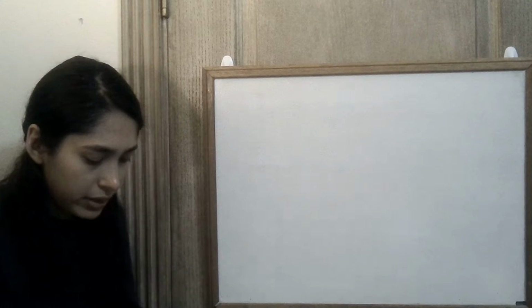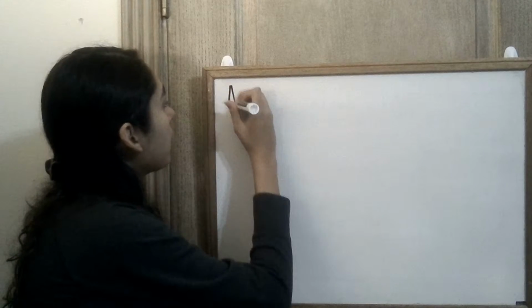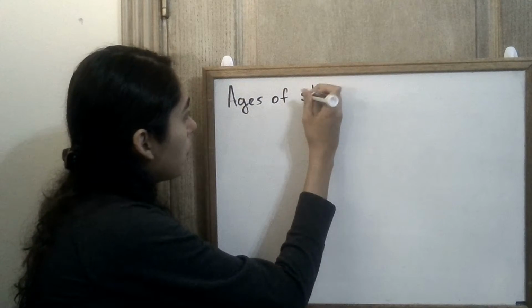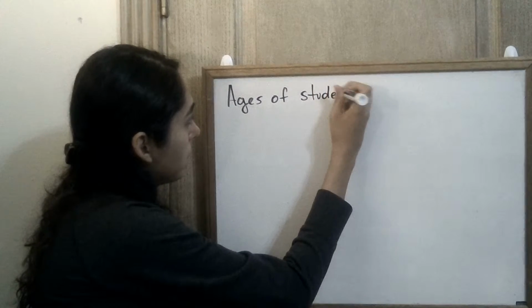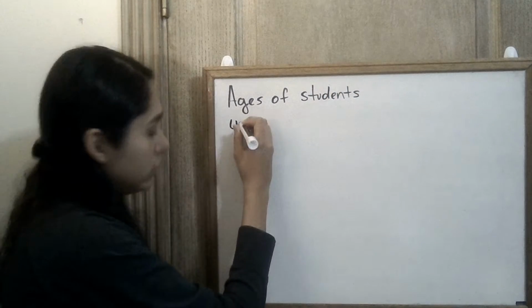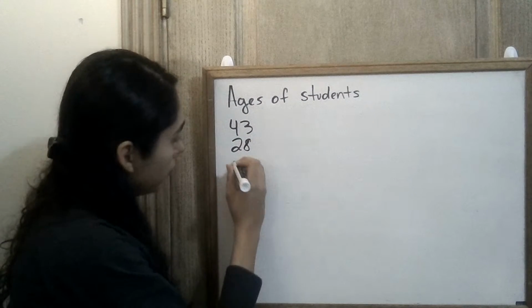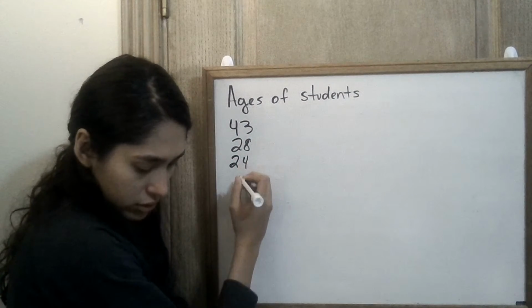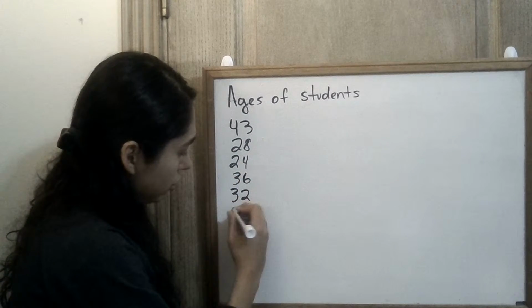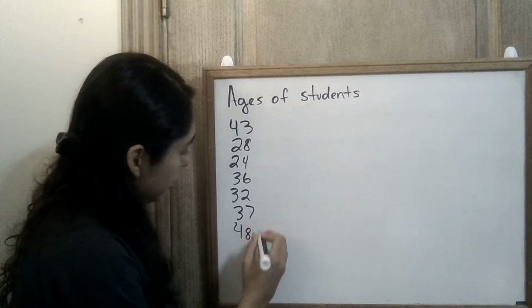So let's say I'm talking about ages of students. Like in a particular class, let's say I have someone who's 43, 28, 24, 36, 32, 37, and 48.